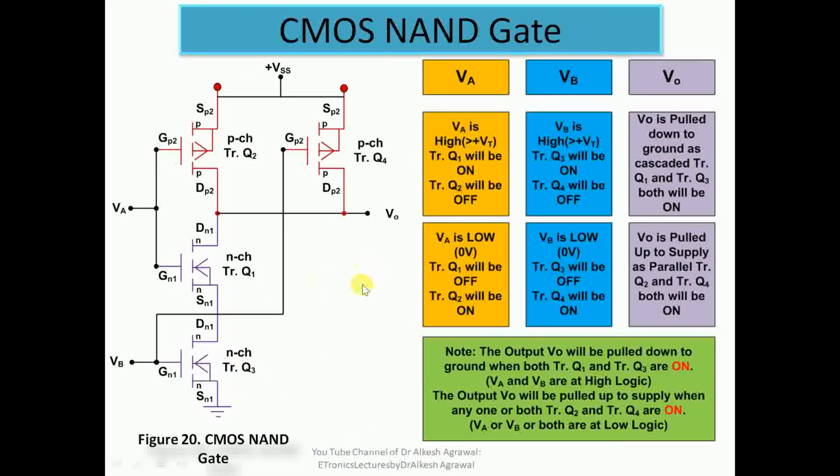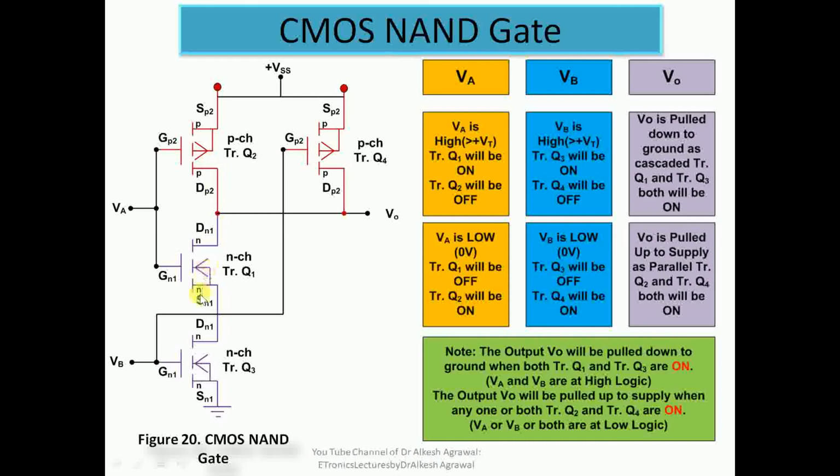Now let us see how a CMOS NAND gate is designed and how it works. Here we have one CMOS inverter. We have a transistor Q1, which is an N channel MOSFET, and transistor Q2 as a P channel MOSFET. Here you can see the gate is connected to the gate. The gate of transistor 1 is connected to the gate of transistor 2. The drain of transistor 2 is connected to the drain of transistor 1.